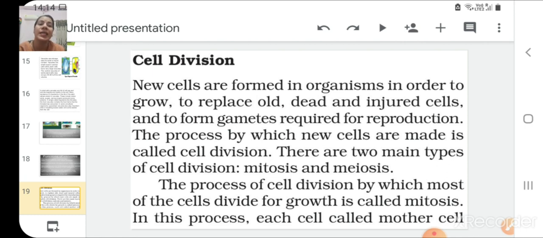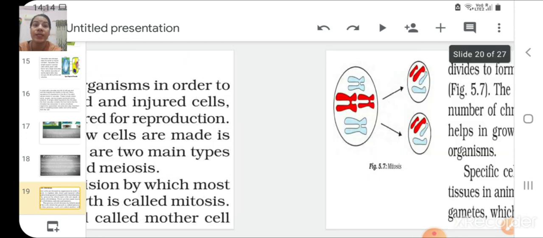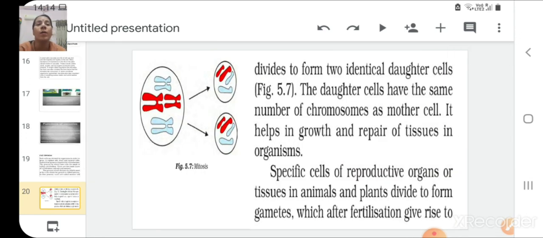In this process, each cell, called the mother cell, divides to form two identical daughter cells. The daughter cells have the same number of chromosomes as the mother cell. It helps in growth and repair of tissues in organisms.